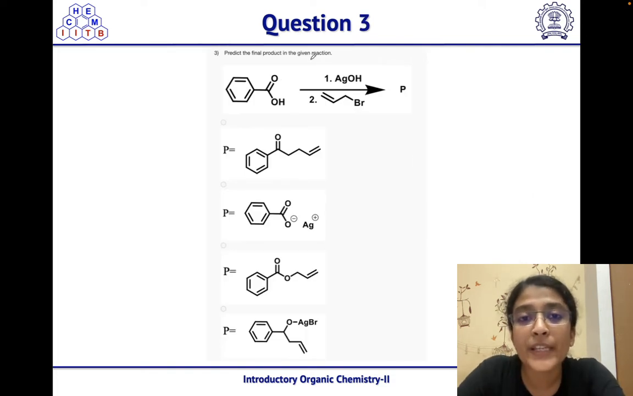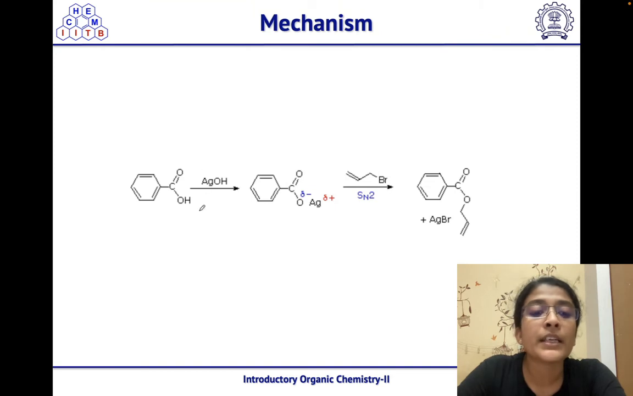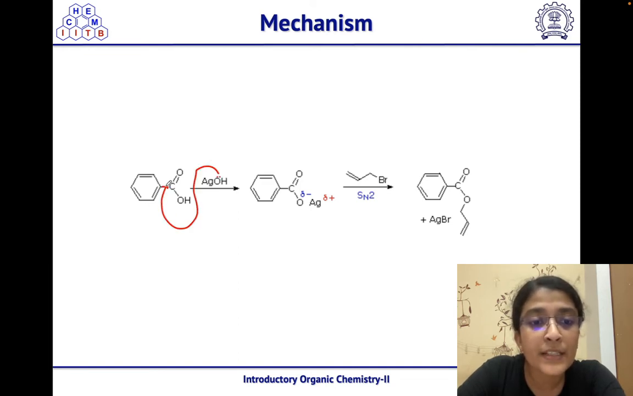Predict the final product in the given reaction. They have given benzoic acid, and in presence of AgOH and allyl bromide, it will give some product P. So they have asked us to find out what is this product P. So what is happening here? This is benzoic acid, and AgOH will be a nucleophile. It can undergo nucleophilic addition reaction to this carboxylic acid center. Then a tetrahedral intermediate will form.